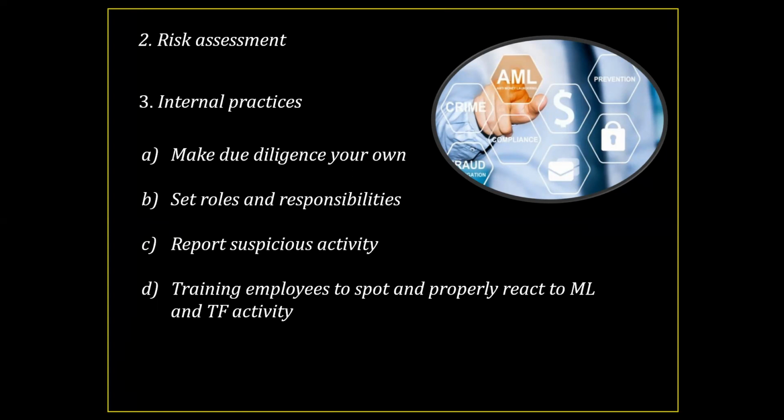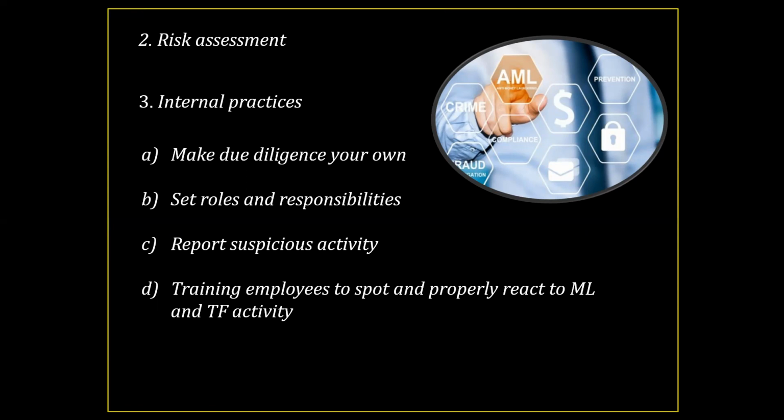The second is assign roles and responsibilities wisely. Businesses must assign an AML compliance officer or a money laundering reporting officer to take over all things compliance. The third one is report suspicious activity. Suspicious transactions must be reported to the management first. Then, based on the evidence at hand, the MLRO is supposed to decide whether it is necessary to report it to the appropriate FII or FIU or not. The fourth one is teach employees to spot and properly react to ML and TF activities.